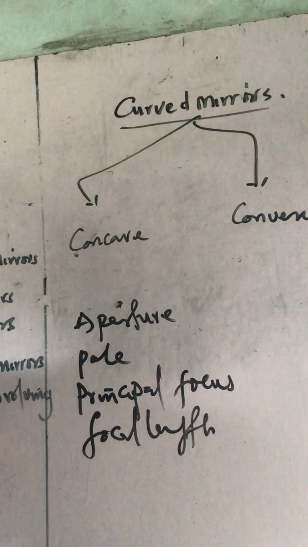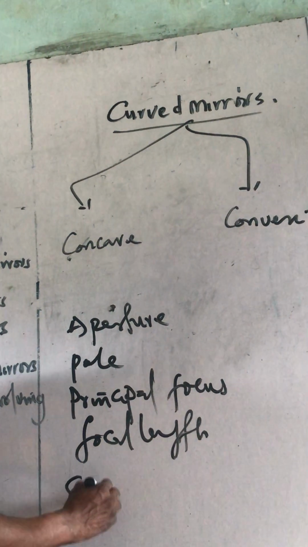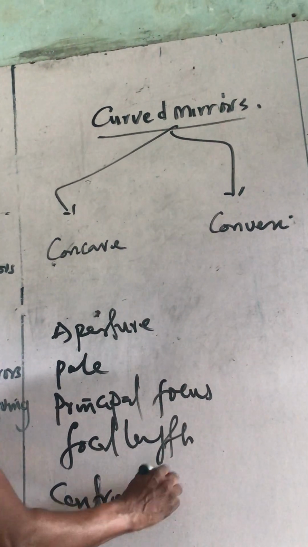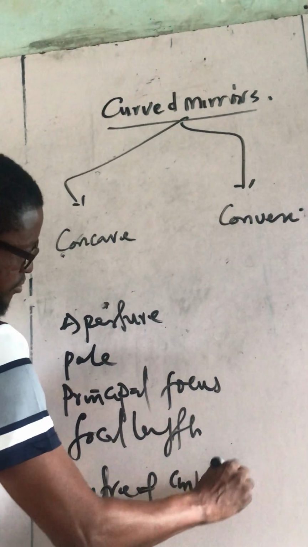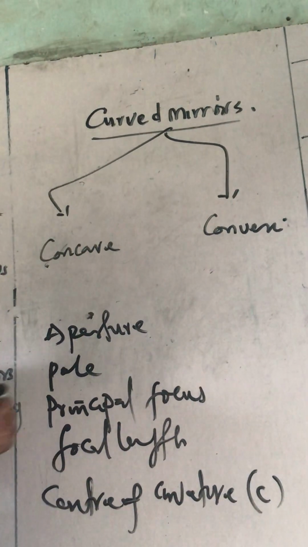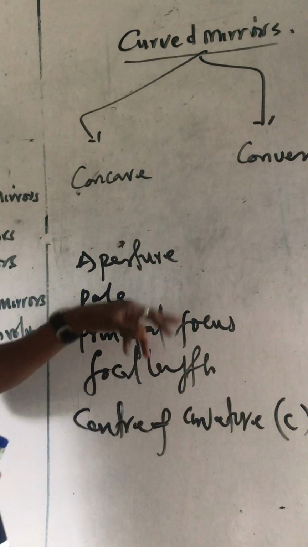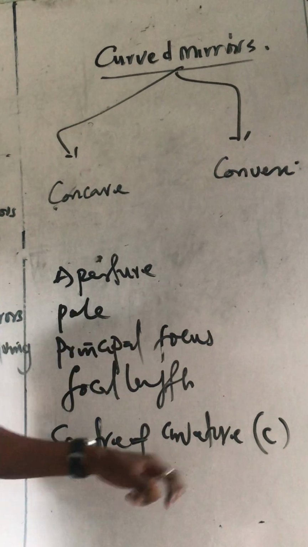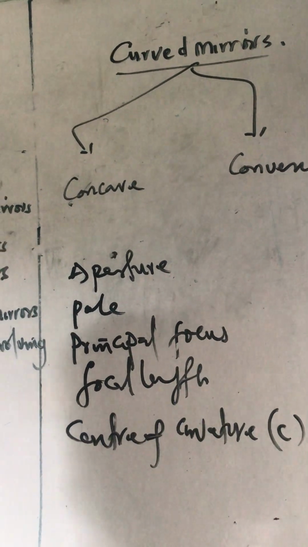Then we have center of curvature. Center of curvature. We use capital letter C. So this one is small letter f, capital letter F, then capital letter P. Then we have this one as capital letter C.